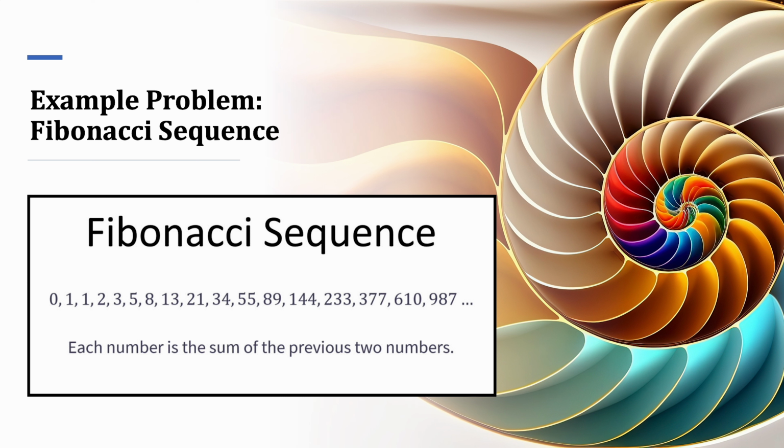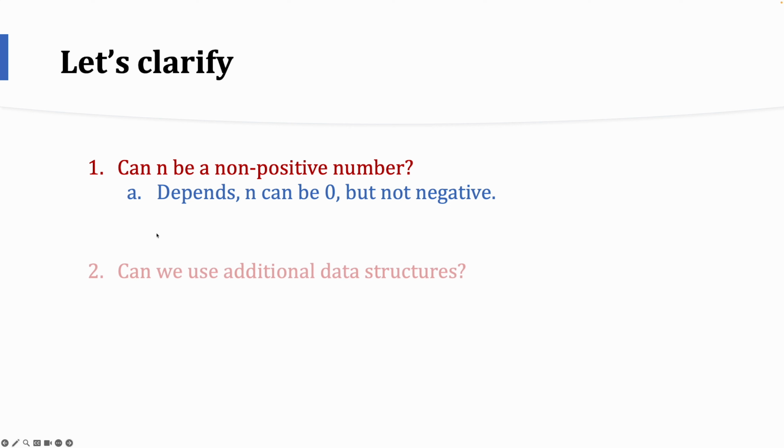Now, in order for us to build a habit of asking clarification questions, I put this question in a vague form intentionally, so that I can encourage building that habit of getting things clarified first. If you want to ask some clarification questions here, some good examples would be, can n be a non-positive number? The answer is, it depends. When we say non-positive, it's both 0 and negative, right? n can be 0, but not negative.